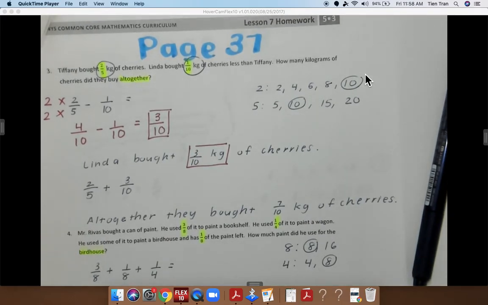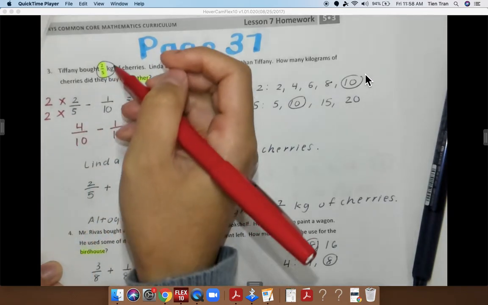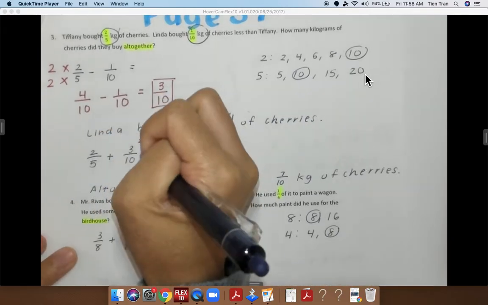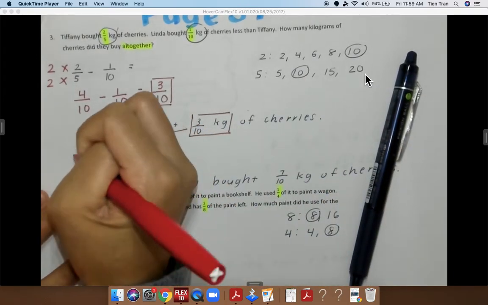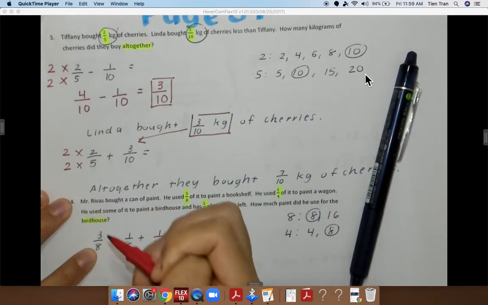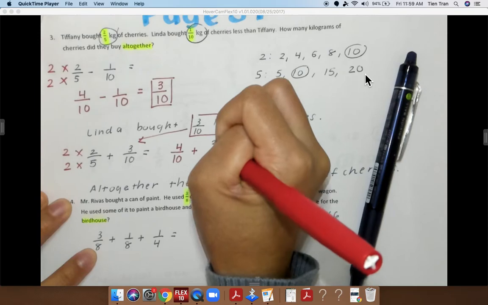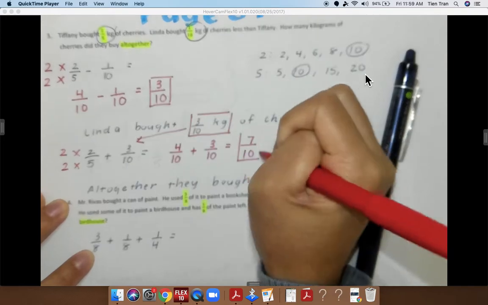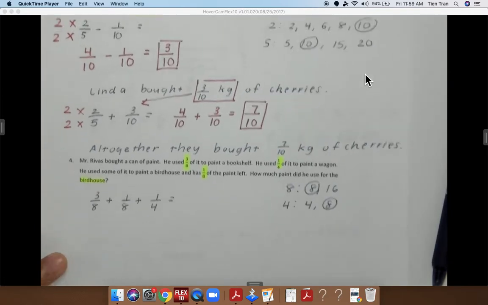Now I need to figure out how many kilograms of cherries they bought altogether. So this is how much she bought. I'm going to bring that to my problem, but I'm also going to add the 2/5. So I have 2/5 plus 3/10 now. Earlier I said that for 5 and 10, the common multiple is 10. So I'm going to multiply this times 2. 5 times 2 is 10, and 2 times 2 is 4. So I get 4/10 plus 3/10. And 4 plus 3 is equal to 7, and my denominator is going to be 10. So I get 7/10. Altogether, they bought 7/10 kilograms of cherries.